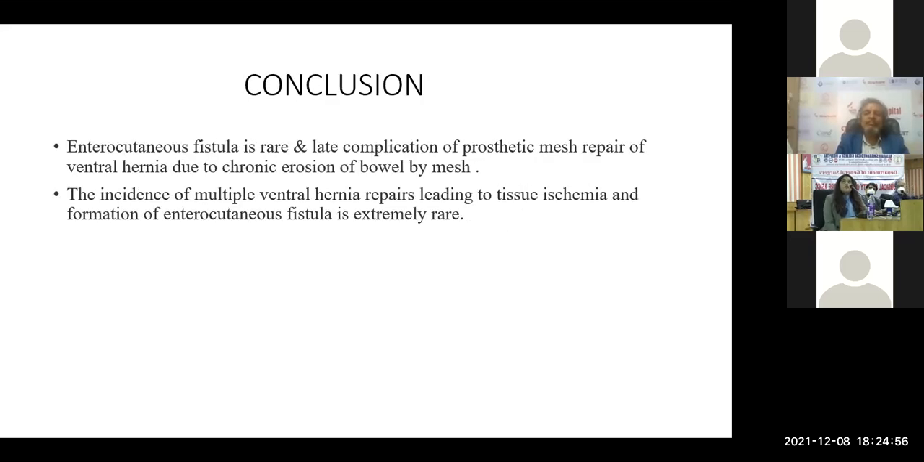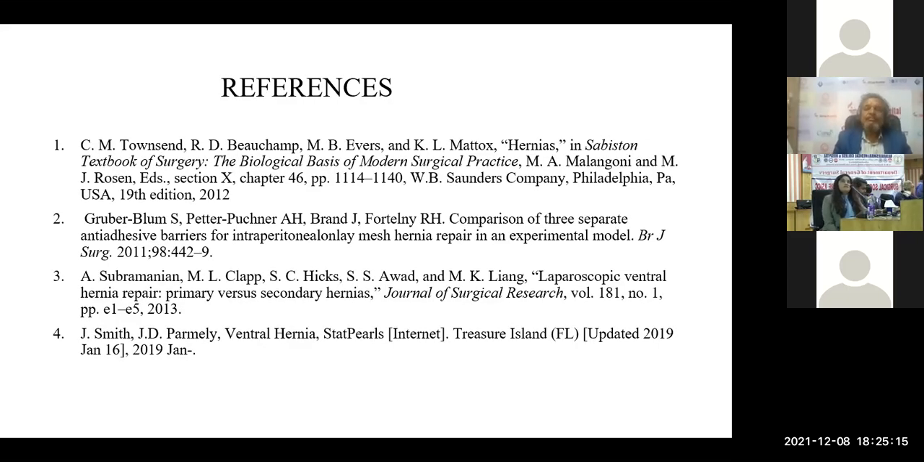Conclusion. Enterocutaneous fistula is a rare and late complication of prosthetic mesh repair of ventral hernia due to chronic erosion of bowel by mesh. The incidence of multiple ventral hernia repairs leading to tissue ischemia and formation of enterocutaneous fistula is extremely rare. These are my references.